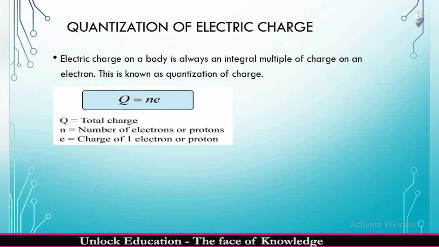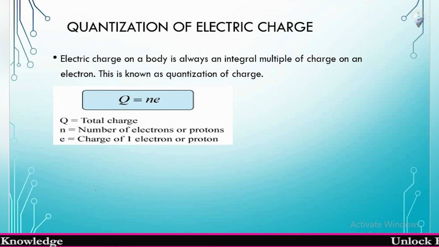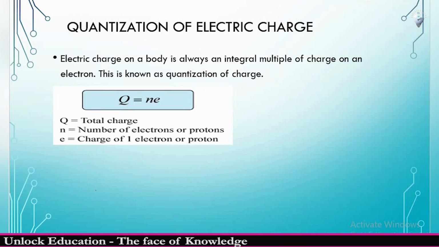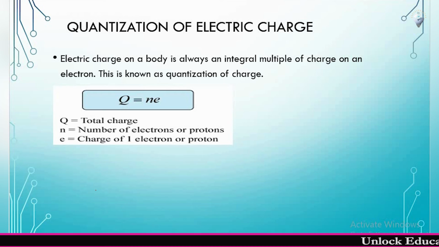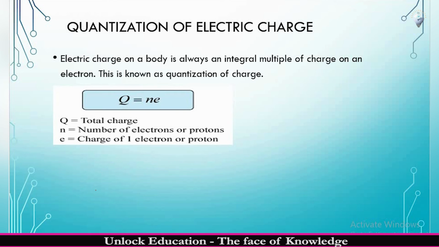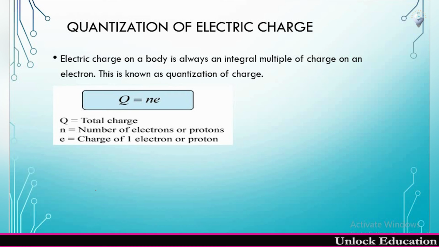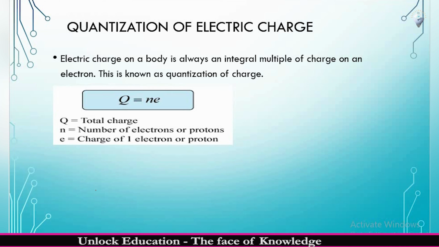Quantization of electric charge. Electric charge on a body is always an integral multiple of the charge on an electron. This is known as quantization of charge. Its formula is Q is equal to N E. Q is the total charge or overall charge on an object. N is the number of electrons or protons which are transferred from one body to another. And E is the charge of one electron or proton. E can have both positive or negative value depending on whether it is an electron or a proton.